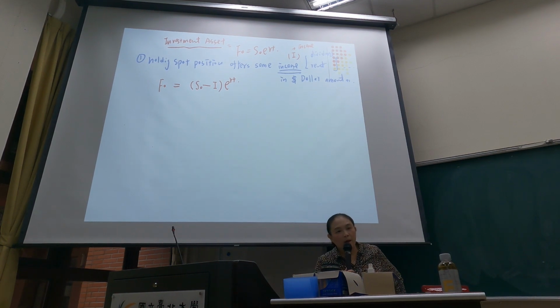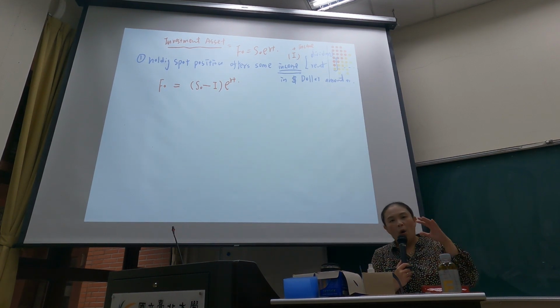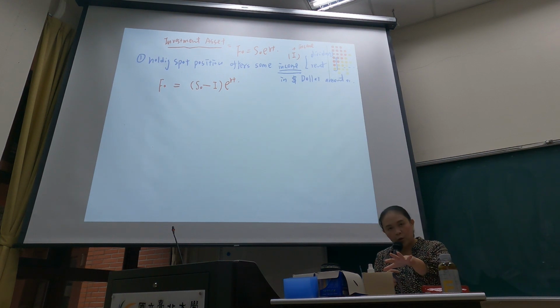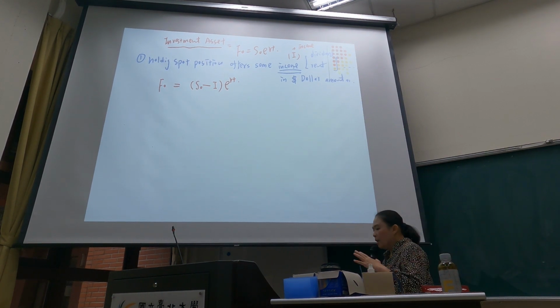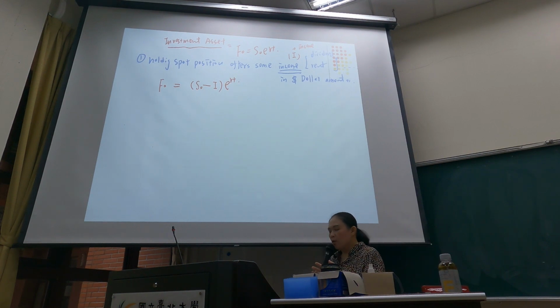Okay, so let me repeat again. When you hold the spot position, this spot position will give you some extra income. This is very typical, such as dividend, such as rent. And in that case, investor would prefer to hold the spot rather than the futures, because futures don't offer you this extra income. So as a consequence, the futures price should be marked down. Are we okay with that? Yeah? Okay. So that's in dollar prices.